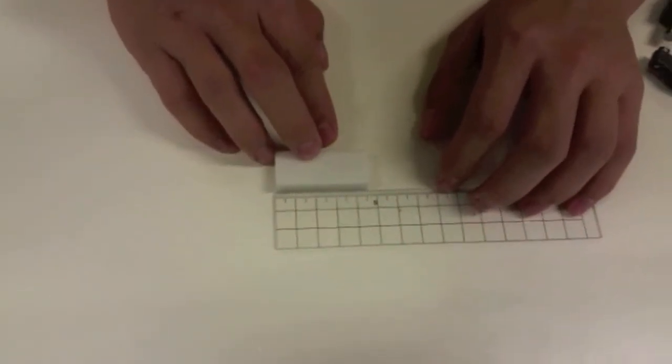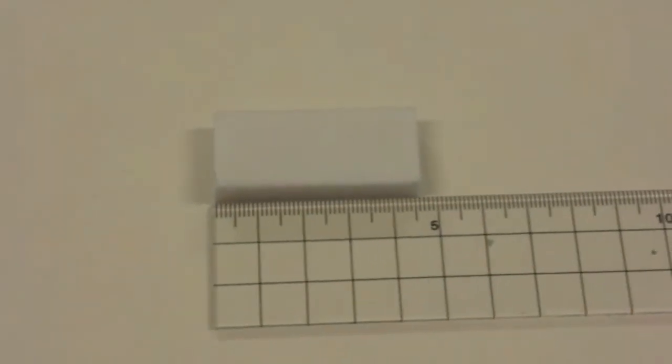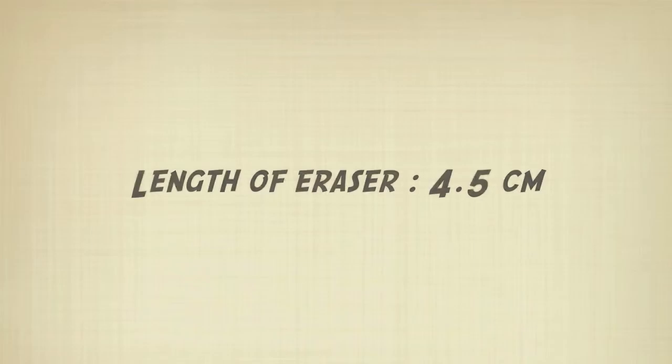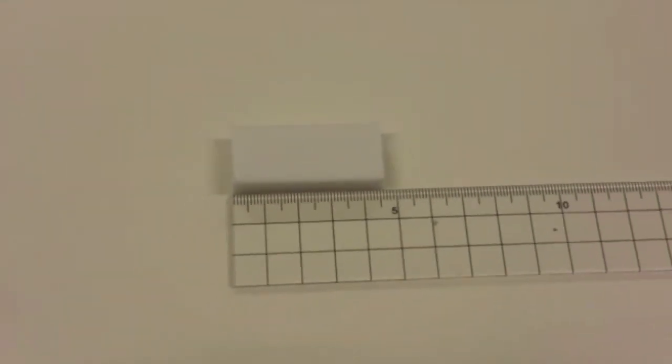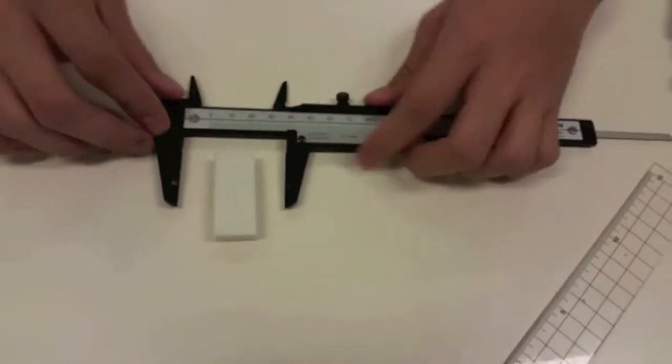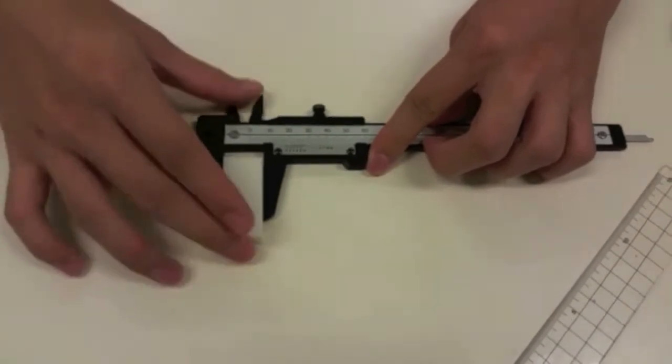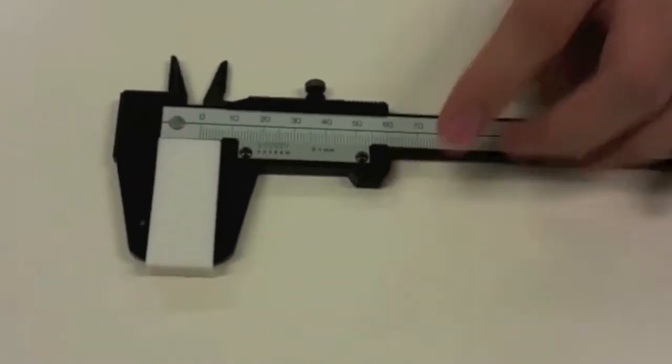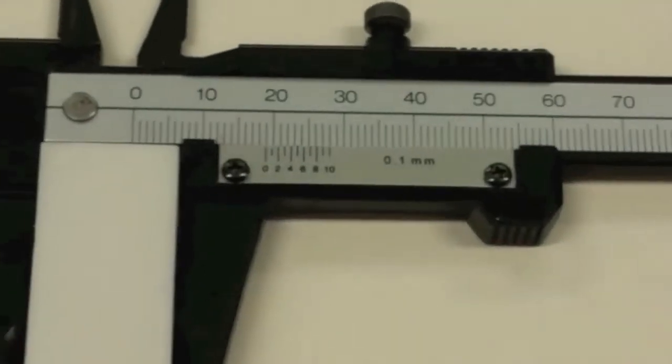By using a ruler to find the length, we can see that the length of the eraser is 4.5 centimeters. Next, by using the vernier caliper, we can see that the breadth is 1.90 centimeters.